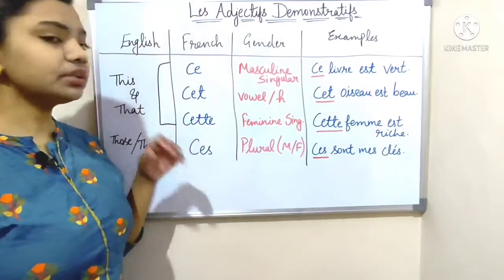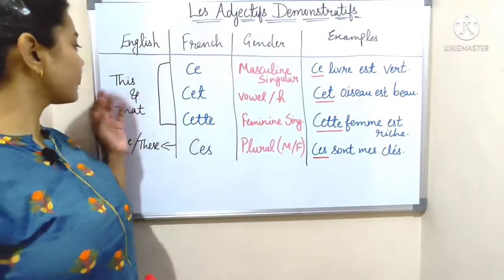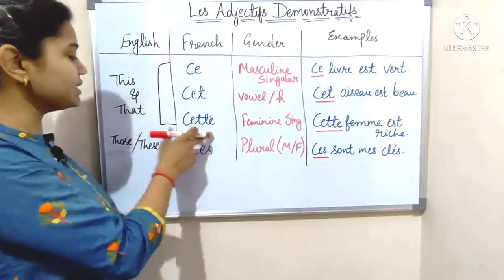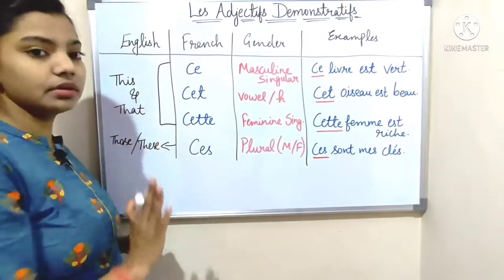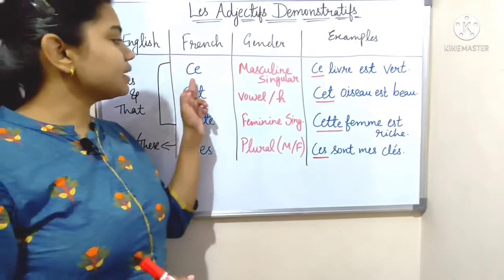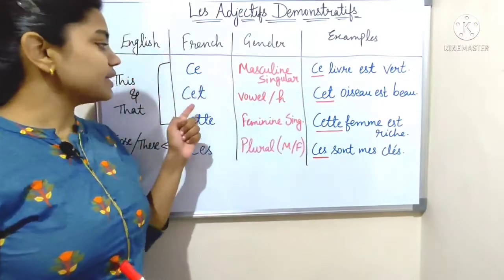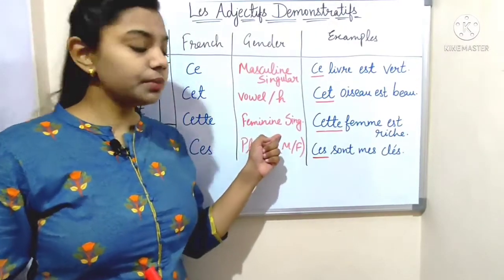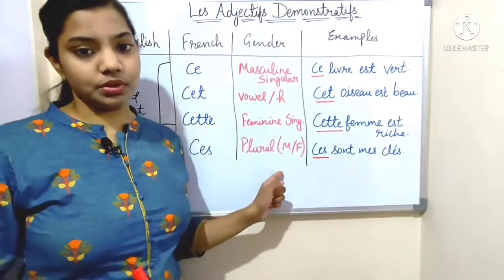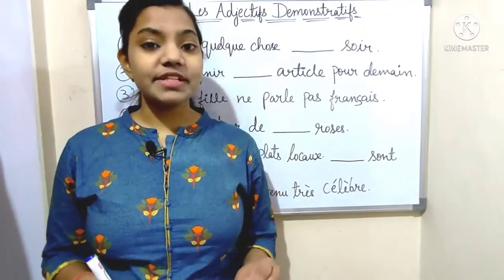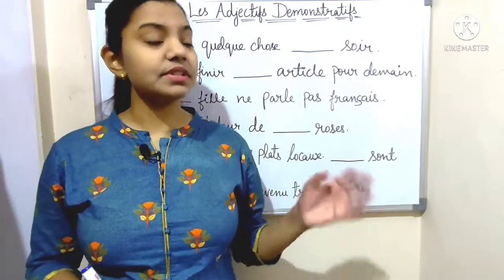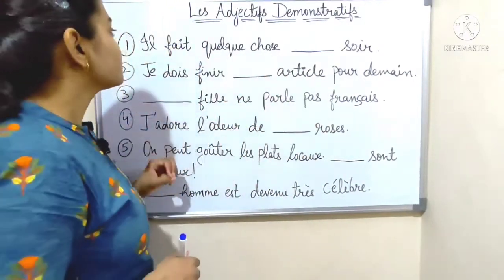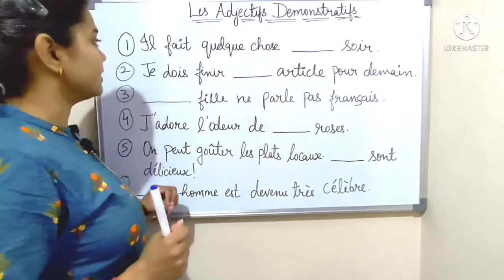We will repeat one more time: this, that, these and those. Ce, cet and cette mean this and that, and ces means those or these. Ce is used for masculine singular, cet is used for vowel or mute h, cette is used for feminine singular, and ces is used for plural. Now we do an exercise for better understanding of how we use demonstrative adjectives in French in sentences.